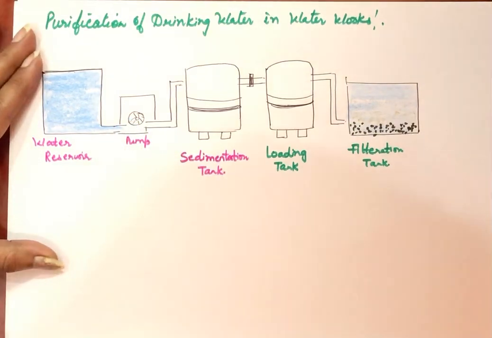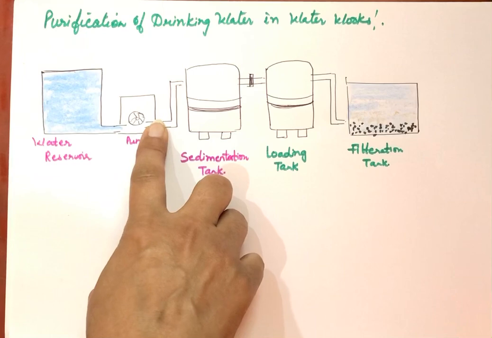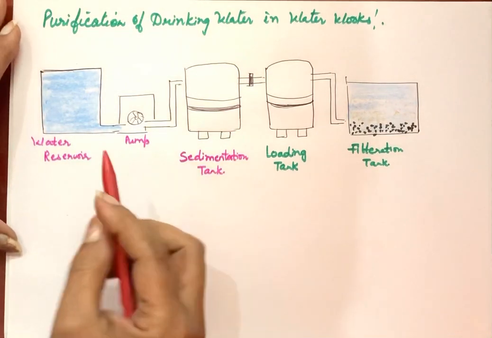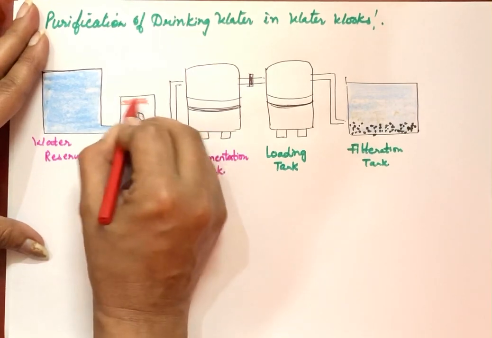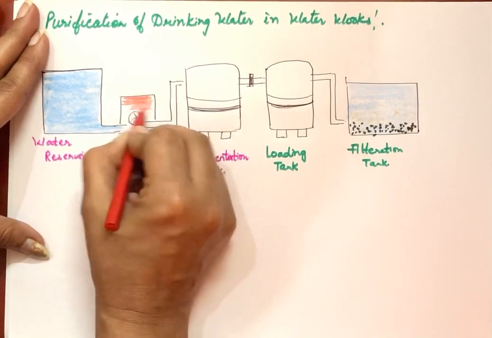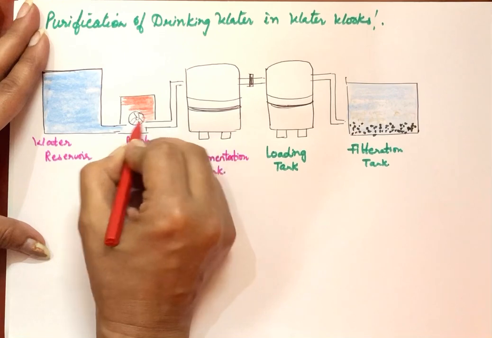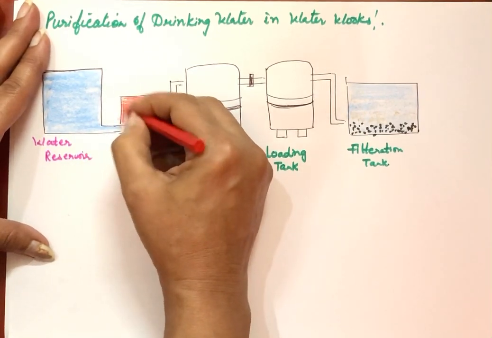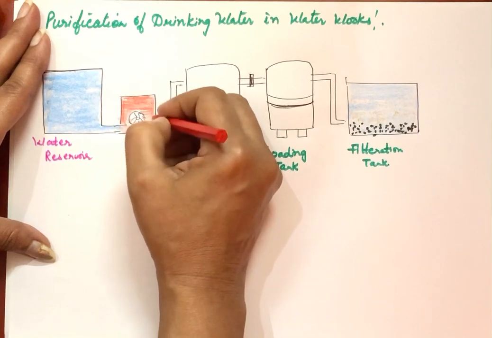So water comes into this loading tank, and before the loading tank, it has to pass through this pump, because the pump only will push, it will send the water to the next tank. So this is a pump here which is sending the water to the next tank. And what is packed in this next tank, I told you, is alum.